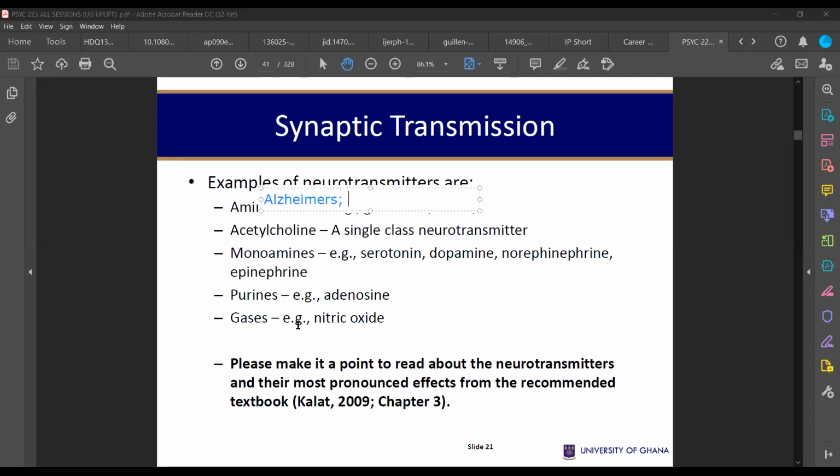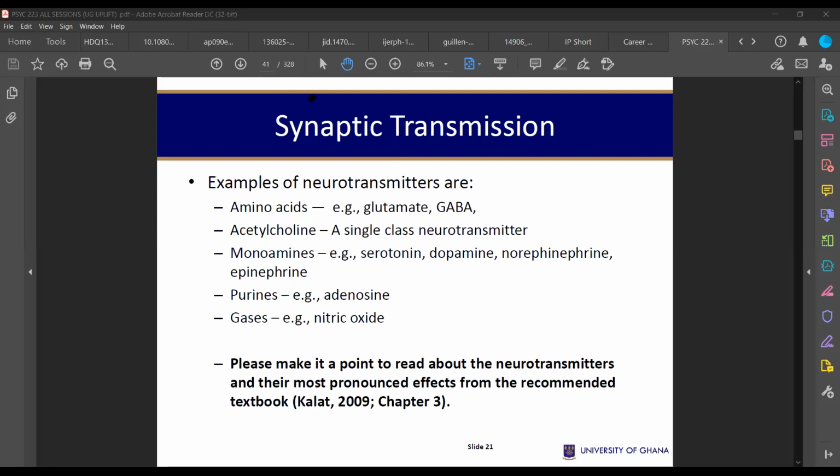Then we also say that, let me erase this one and move on. GABA. If someone has little GABA in his or her system, it could cause epilepsy or seizures. If someone has too little GABA, it could lead to seizures or epilepsy. All right. Then also serotonin. If someone has a decreased level of serotonin, it could lead to depression.